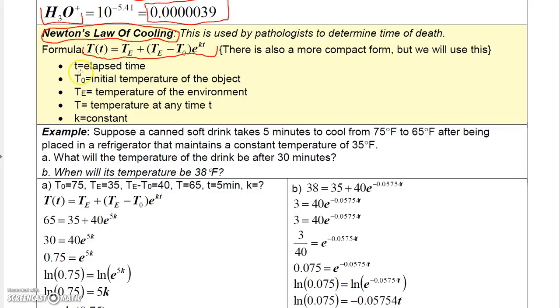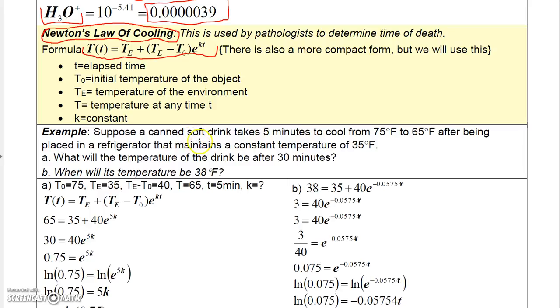The formula for Newton's law of cooling is: little t represents the elapsed time. Capital T naught is the initial temperature of an object. Capital T with the subscript E is the temperature of the environment, and then capital T is actually the temperature at any time t, and of course k is a constant. So let me show you how this works.